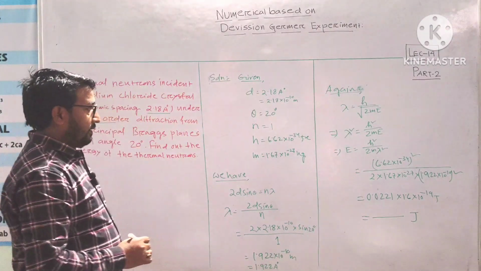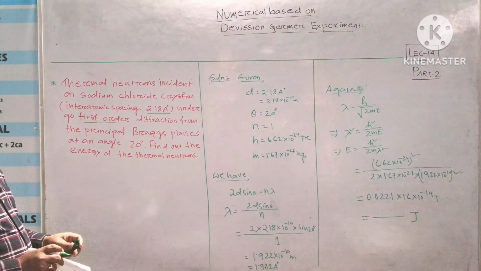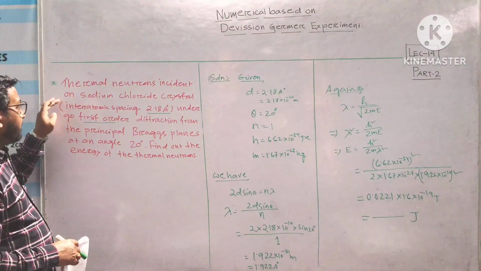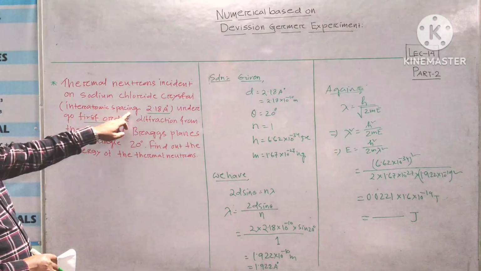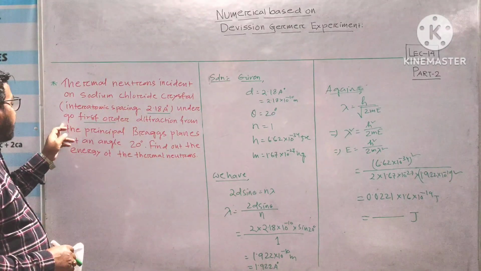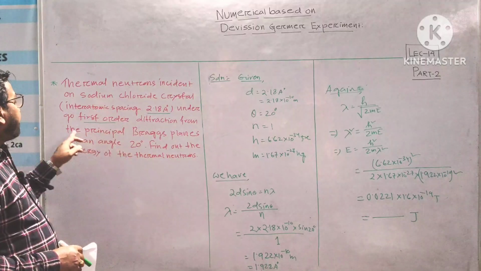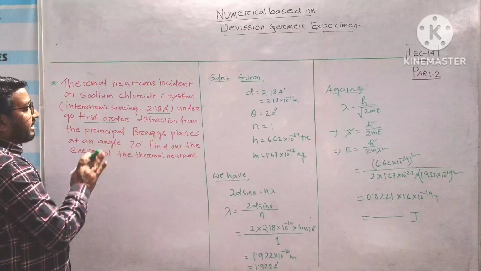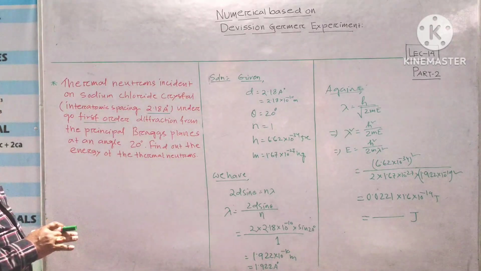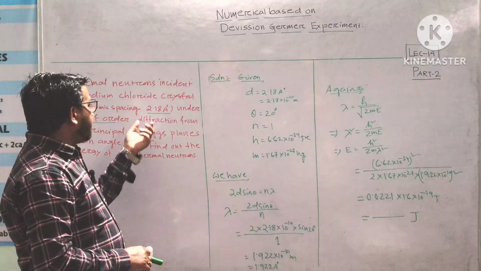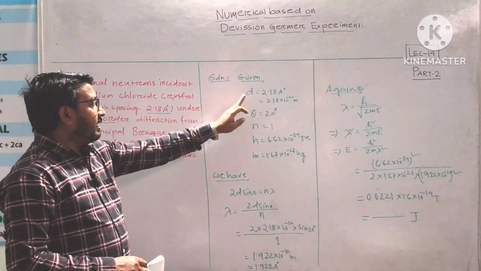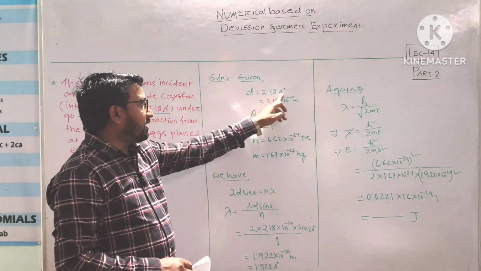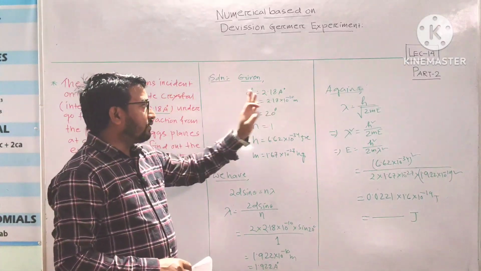For your better understanding, I am going to repeat it once again. The statement of this question: thermal neutrons incident on sodium chloride crystal, interatomic spacing 2.18 angstrom, undergo first order diffraction from the principal Bragg's planes at an angle 20 degree. Find out the energy of the thermal neutrons. So the given information, interplanar spacing is 2.18 angstrom, denoted by d. So d equal 2.18 angstrom, and we know that 1 angstrom equal 10 to the minus 10 meter. So we can write 2.18 into 10 to the minus 10 meter.